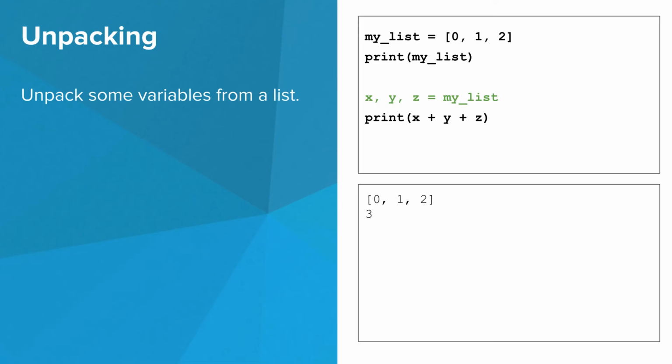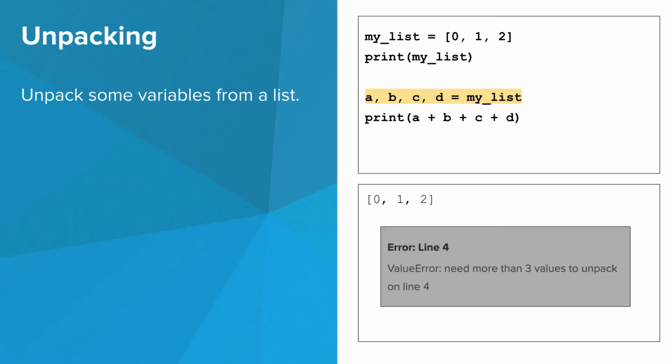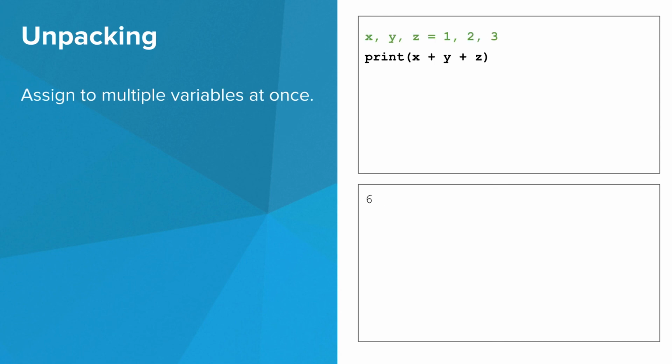Note that the number of variables on the left side of the assignment statement has to match the number of things on the right side. If we try to unpack too many things, Python yells at us. A similar thing happens if we try to unpack too few things. We can also unpack without a list. The first line of this program can assign to x, y, and z all at once. Once again, the number of things on the left side must match the number of things on the right side.